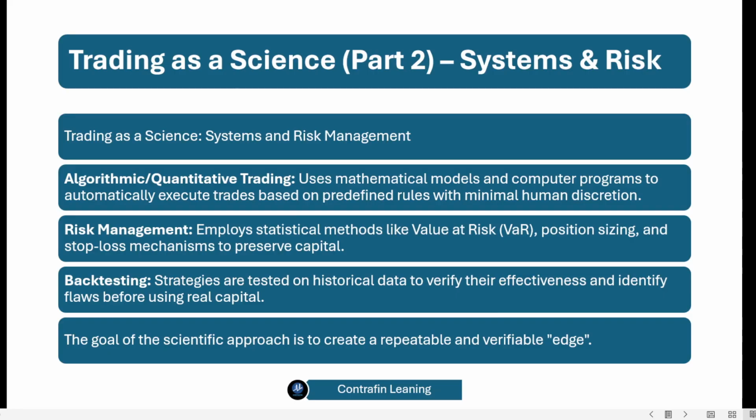Trading as a science, system and risk management, algorithmic and quantitative trading. It uses mathematical models and computer programs to automatically execute trades based on predefined rules with minimal human discretion. And this is how these algos are working these days. Risk management employs statistical methods like value at risk (VaR), position sizing, and stop-loss mechanisms to preserve capital.